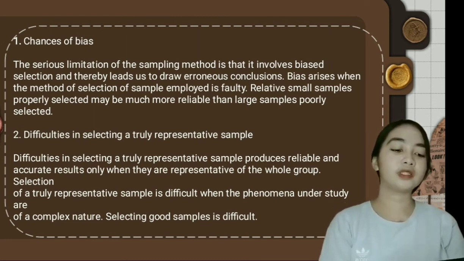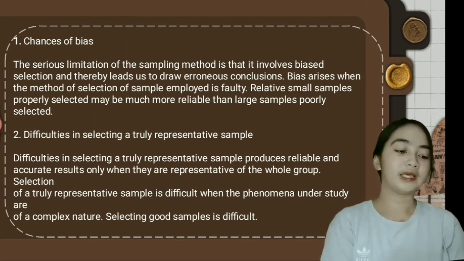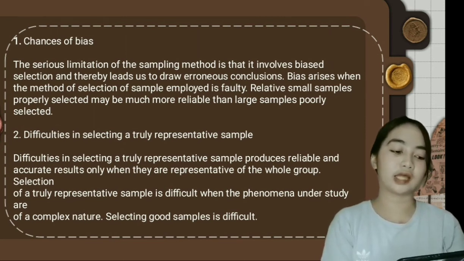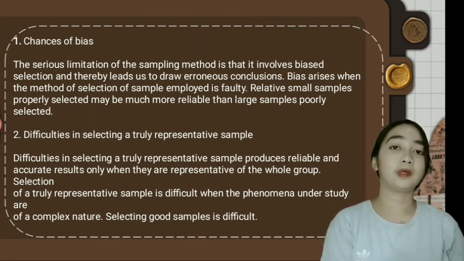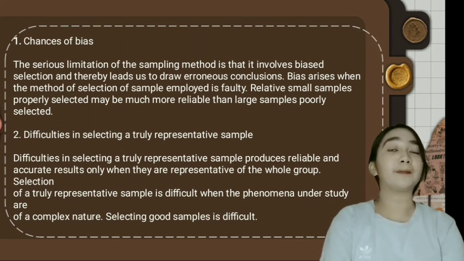2. Difficulties in selecting a truly representative sample. Samples produce reliable and accurate results only when they are representative of the whole group. Selection of a truly representative sample is difficult when the phenomena under study are of a complex nature. Selecting a good sample is difficult. Ito naman yung mahirap na pagpili ng tamang representative ng sample. Lalo na kapag malaki o malawak yung sakop ng study. And sa totoo lang, mahirap pumili ng magandang sample.